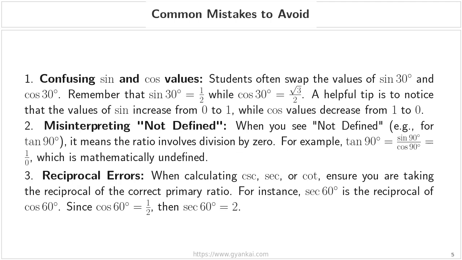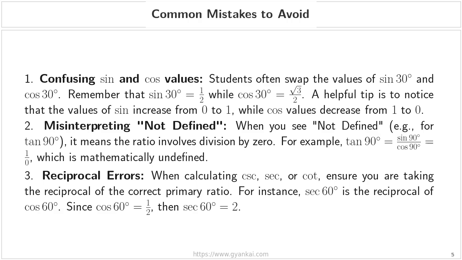Finally, be very careful with reciprocal errors when working with cosecant, secant, or cotangent. It is easy to grab the wrong primary ratio. Always double-check that you are taking the reciprocal of the correct partner. For example, if you are looking for secant of 60 degrees, remember that it is the reciprocal of cosine of 60 degrees. Since we know from our table that cosine of 60 degrees equals 1/2, then secant of 60 degrees must be 2. Keep these tips in mind, and you'll find much more success when applying this table to complex problems.